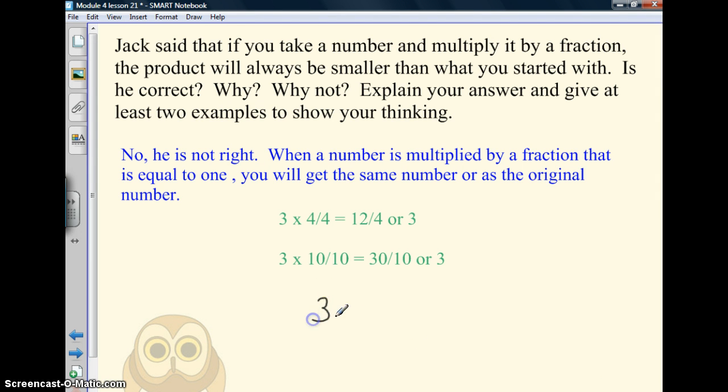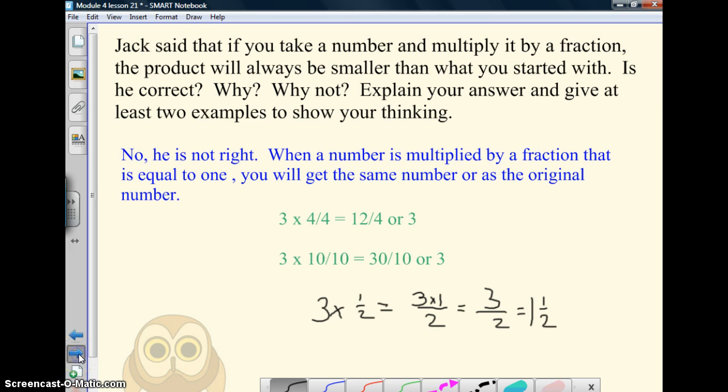So if I have 3 times 1/2, I would have 3/2, and I would end up with 1 and 1/2. So then, yeah, I have a lower number. Okay, but this is half of 1. So my number 3 gets cut in half. All right? Okay, let's see.